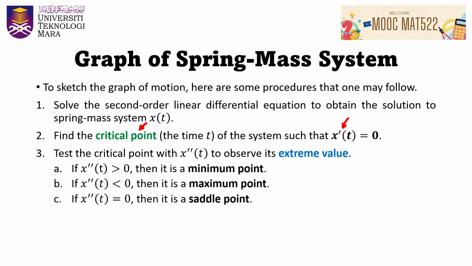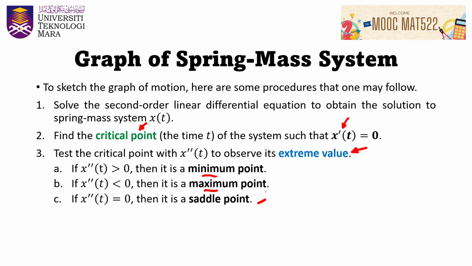After finding the critical point t, we then test this point by finding the value of the second derivative of the spring mass system. This is to observe its extreme value behavior. If the substitution into the second derivative is positive, then this critical point is a minimum point. Conversely, if the second derivative test gives you a negative result, then this critical point is a maximum point. And finally, if the test happens to be equal to 0, then we say that this critical point is a saddle point.